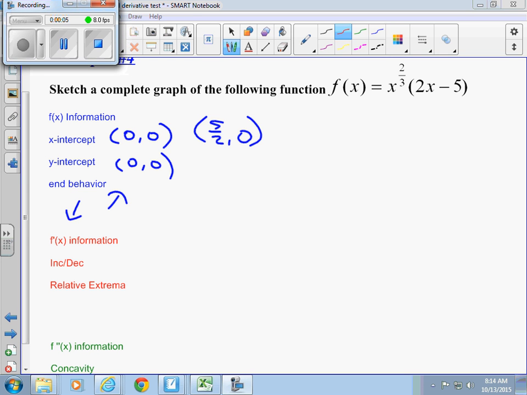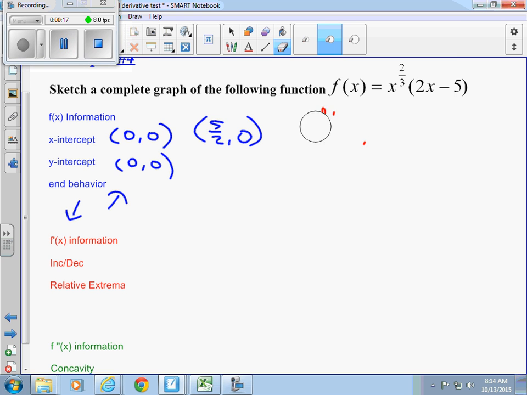Find a prime. We didn't do the derivative yesterday. Okay, so we do have to do it first. 10x.